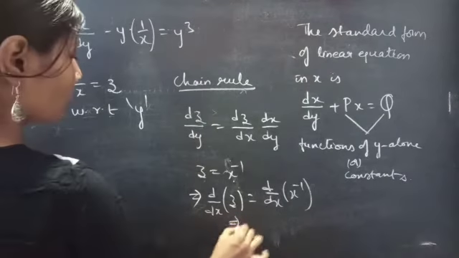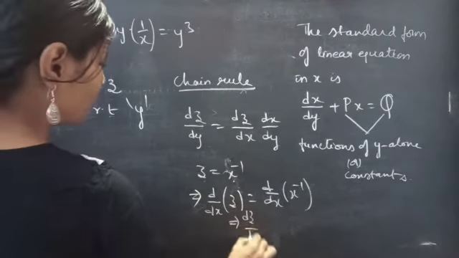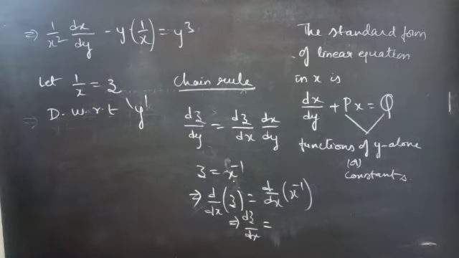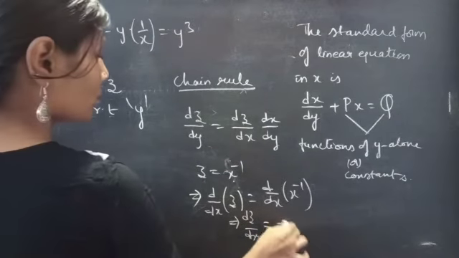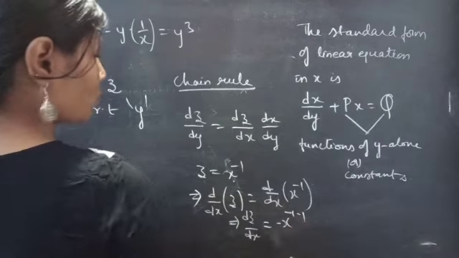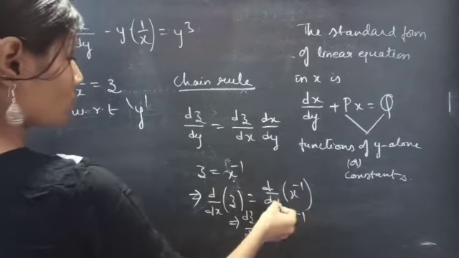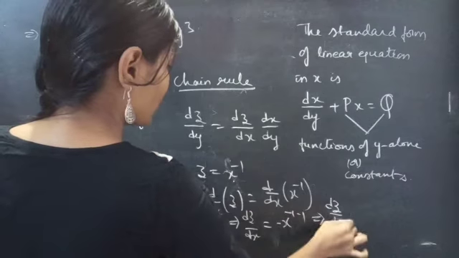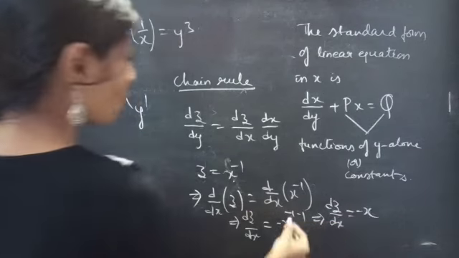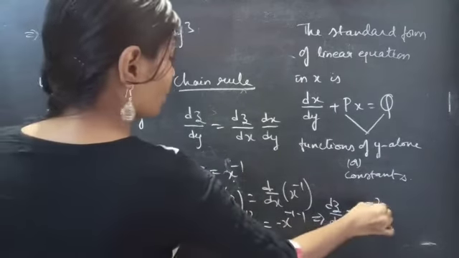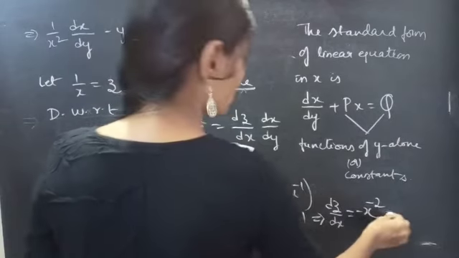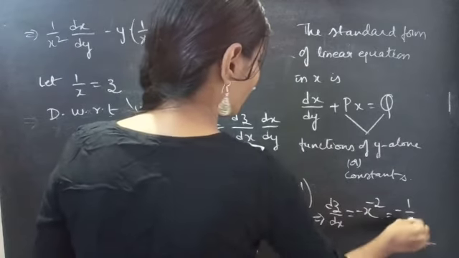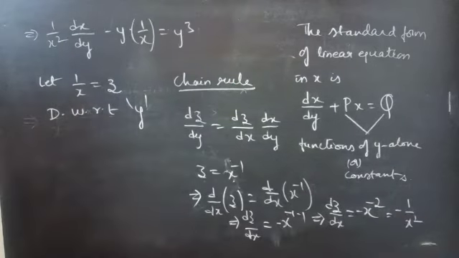Then we'll get dz by dx equals to minus x power minus 1 minus 1. Differentiating x inverse with respect to x. From this we'll get dz by dx equals to minus x power minus 1 is minus 2. You can just write this as minus 1 by x square.